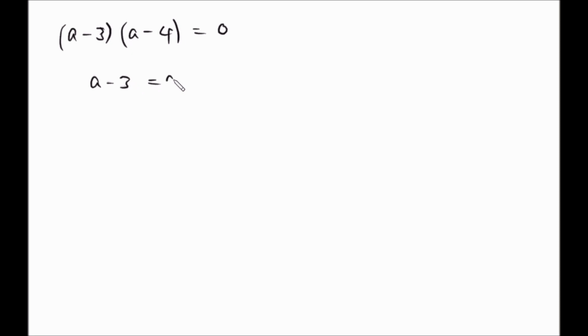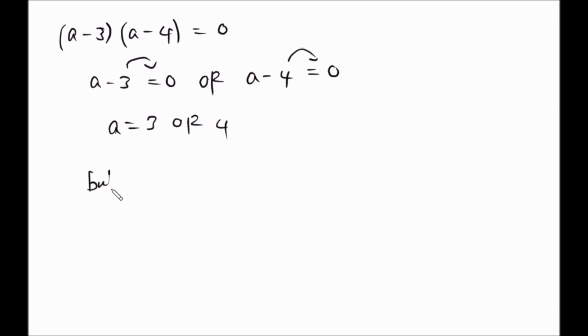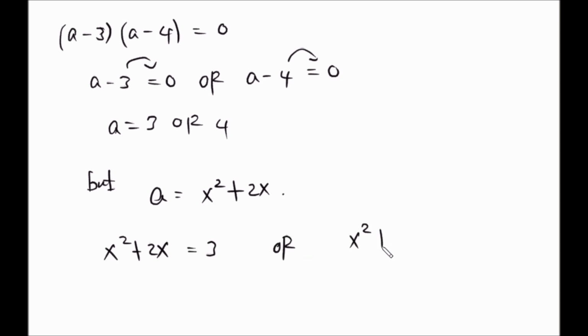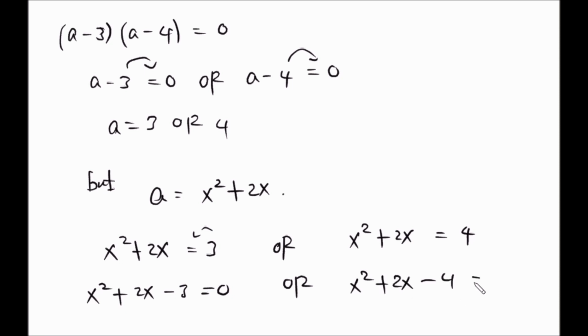Kwa maana yake a minus 3 is equal to 0 or a minus 4 is equal to what? 0. Kwa maana yake a nikileta huku sasa na 3 or nikileta huku sasa na 4. But kumbuka mwanzo tulisema a ni nani? X square plus 2x. Kwa hiyo kumbe x square plus 2x ni sasa na 3 or x square plus 2x sasa na 4. Kwa hiyo 3 ilete huku, x squared plus 2x minus 3 sasa na 0 or x squared plus 2x minus 4 sasa na 0.